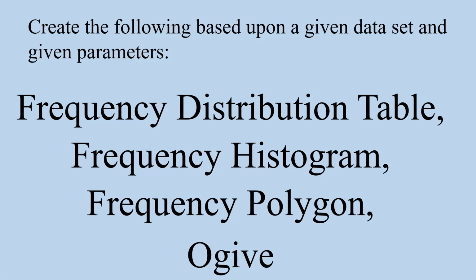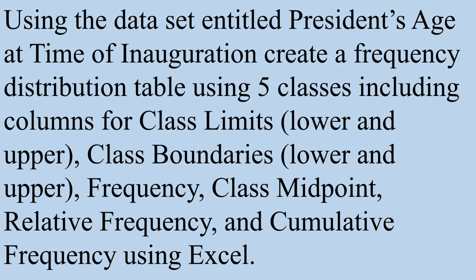Create the following based upon a given data set and given parameters: frequency distribution table, frequency histogram, frequency polygon, and ogive. Using the data set entitled President's Age at Time of Inauguration, create a frequency distribution table using 5 classes, including columns for class limits, both lower and upper, class boundaries, both lower and upper, frequency, class midpoint, relative frequency, and cumulative frequency using Excel.